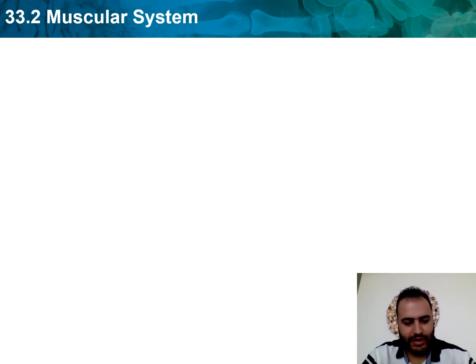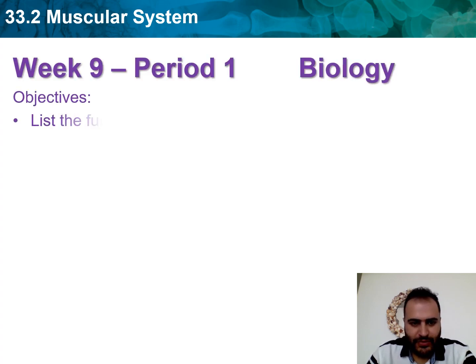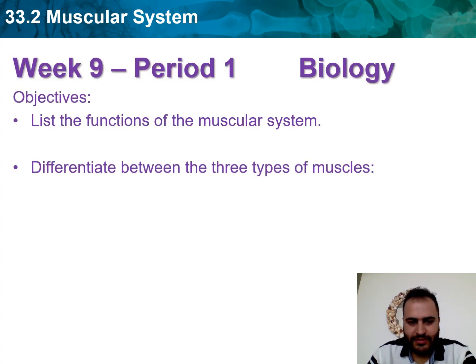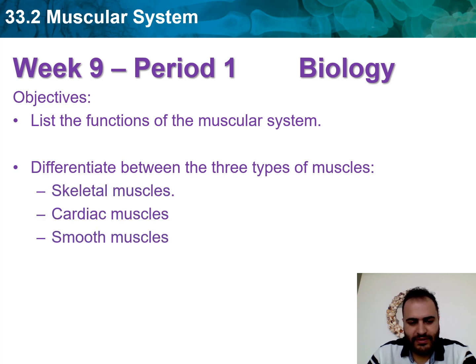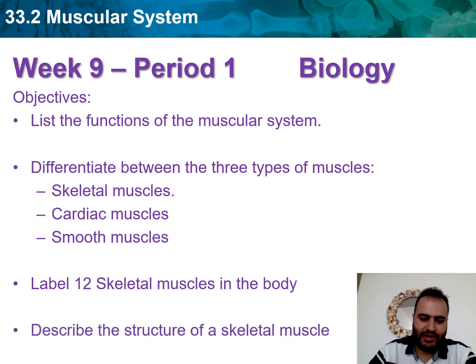We are not going to do a live session, so I'll be recording for you the explanation of the first part of the lesson. I think this might help you more in understanding this PowerPoint. So today we are going to revise the functions of the muscular system, the types of the muscles, and we'll label 12 skeletal muscles and describe the structure of the skeletal muscle.